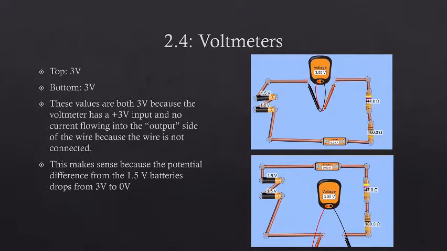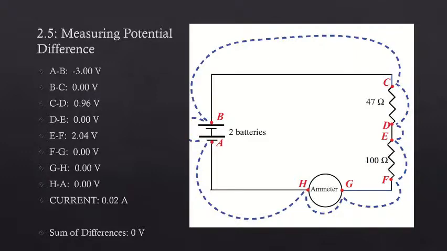When you replace one of the ammeters with a voltmeter, these values are both 3 volts because the voltmeter has a positive 3 volt input and no current flowing into the output side of the wire because the wire is not connected. This makes sense because the potential difference from the two 1.5 volt batteries drops from 3 volts to 0 volts when there's a break in the connection.